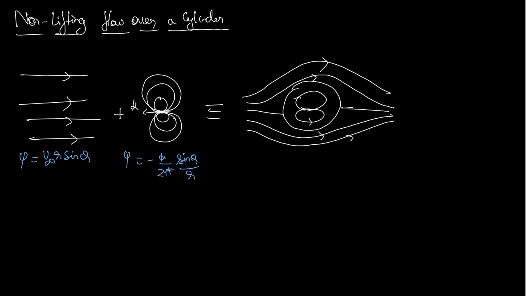We can say the stream function is just the sum of these two stream functions. It's V infinity r sine theta minus kappa by 2 pi sine theta by r. So this is a stream function for the non-lifting flow over a cylinder. And let me just make some quick labeling here. Let me call the radius of the cylinder that we have assumed to be R, and I take a vector which goes to the streamline and which makes an angle theta with the x-axis. We have assumed this to be x and y directions. That's a normal convention, and that is the theta that appears in the stream function equations.